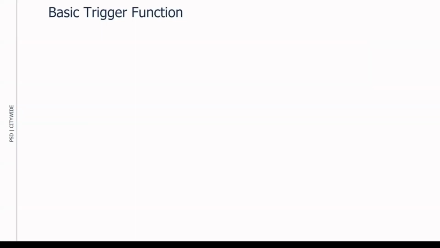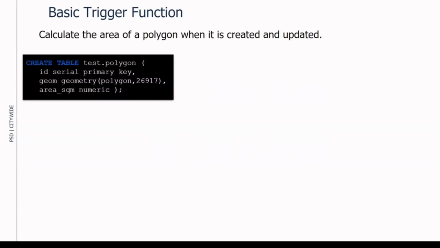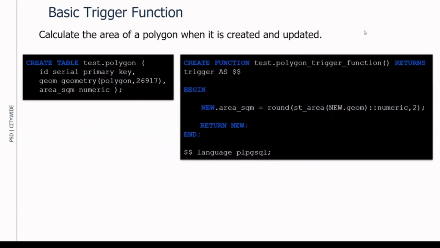So a basic trigger function. And I'll flip over into QGIS after this and just show you what this actually looks like in the desktop environment. So we want to calculate the area of a polygon when it is created and updated. So we create a polygon table, and we create a function, and the function is called polygon trigger function. And basically all it does is it calculates the area in square meters for the geometry.